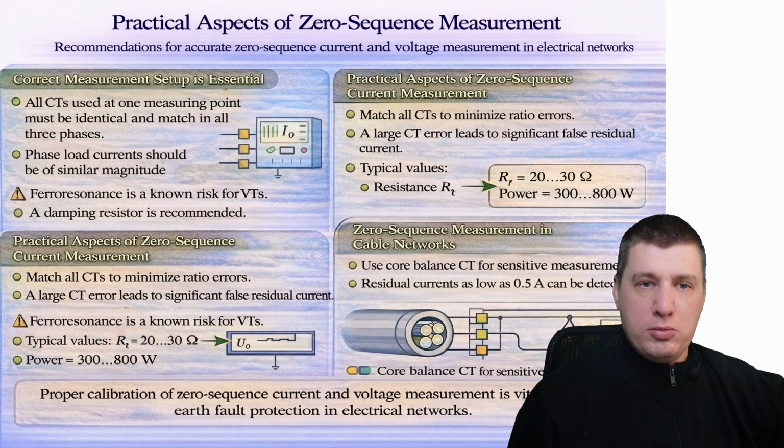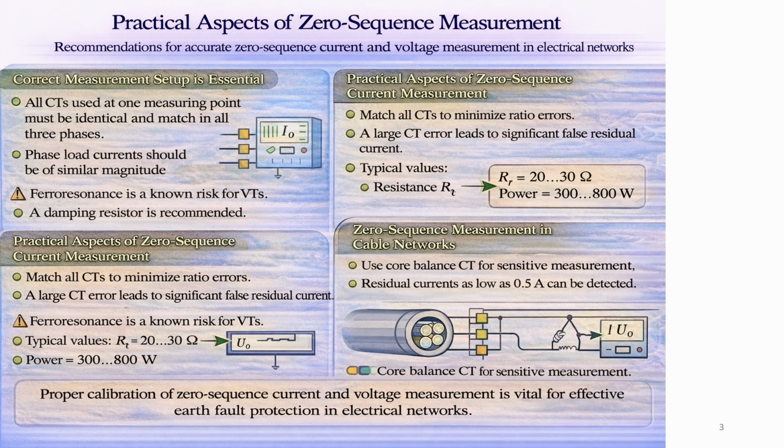Now voltage transformers. When measuring zero sequence voltage, ferroresonance is a known risk. Ferroresonance can cause dangerous overvoltage in voltage transformers. To reduce this risk, an open delta damping resistor is connected to the secondary side. Typical values are resistance 20 to 30 ohms, power rating 300 to 800 watts. The resistor stabilizes the current and improves measurement reliability.